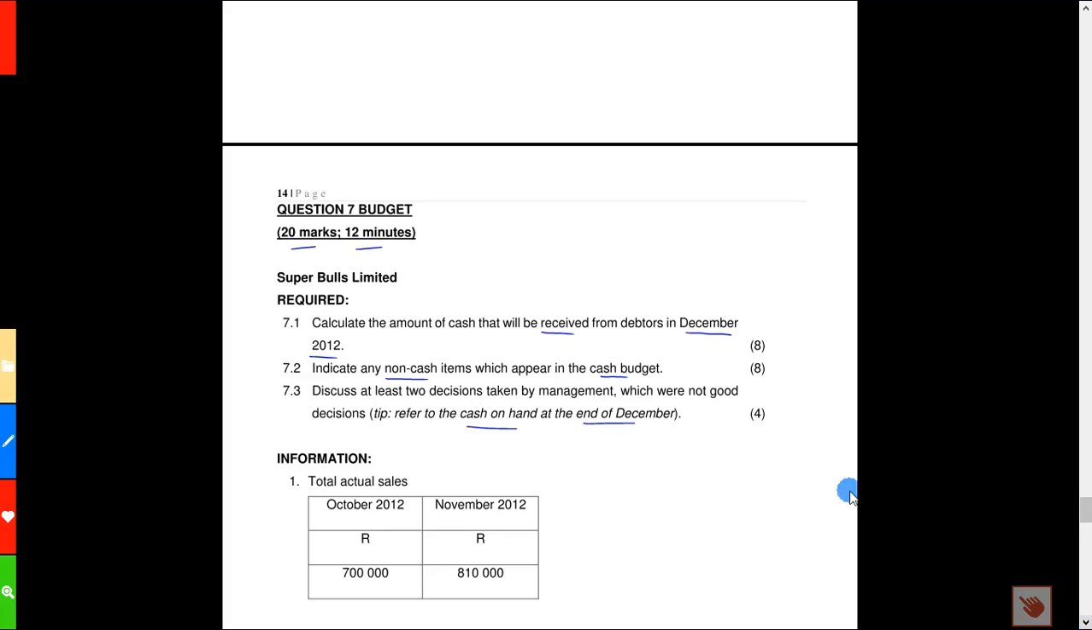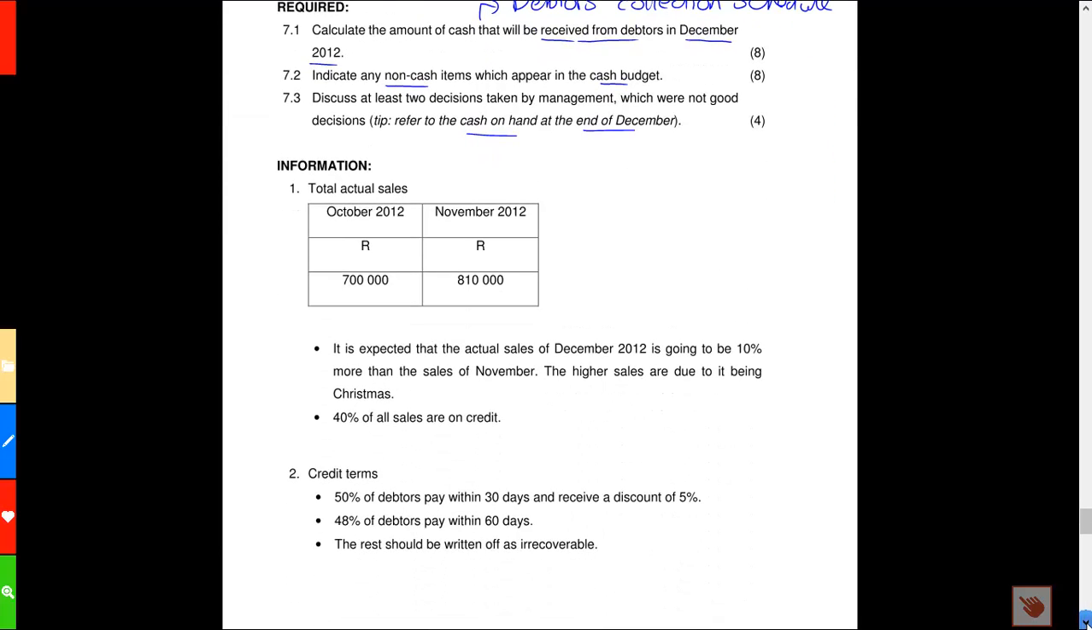And in order to do that, we're first going to calculate the cash that will be received from debtors in December. So that's in effect our debtors collection schedule that they are asking for us. Debtors collection schedule. Right, so there we go. That's what we're going to do. And this is the information we have.